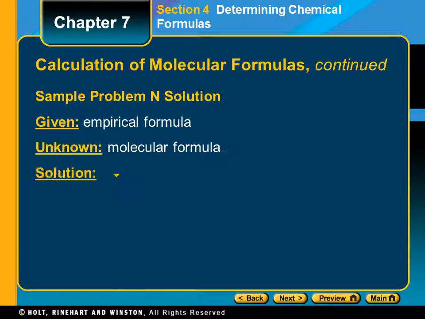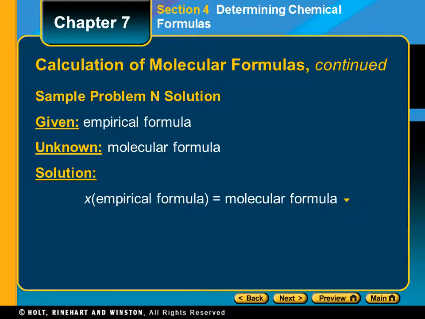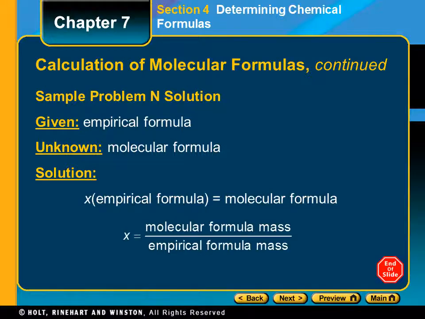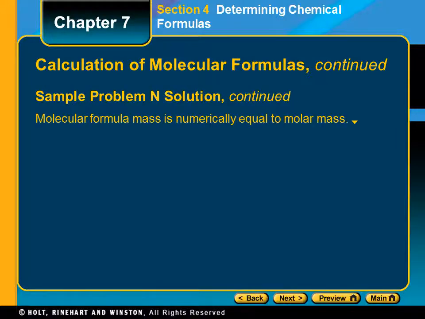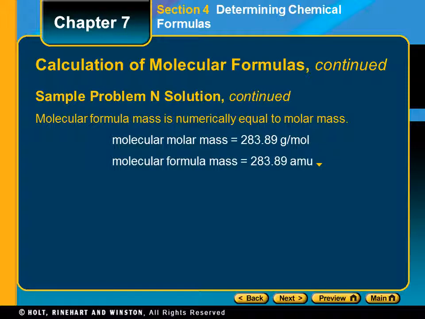We work this using the same tools that we already have. You know this equation, X times the empirical formula equals the molecular formula. So X equals molecular formula mass over empirical formula mass. You know that the molecular formula mass is numerically equal to molar mass. So the molar mass is 283.89 grams per mole. The molecular formula mass is 283.89 AMU.